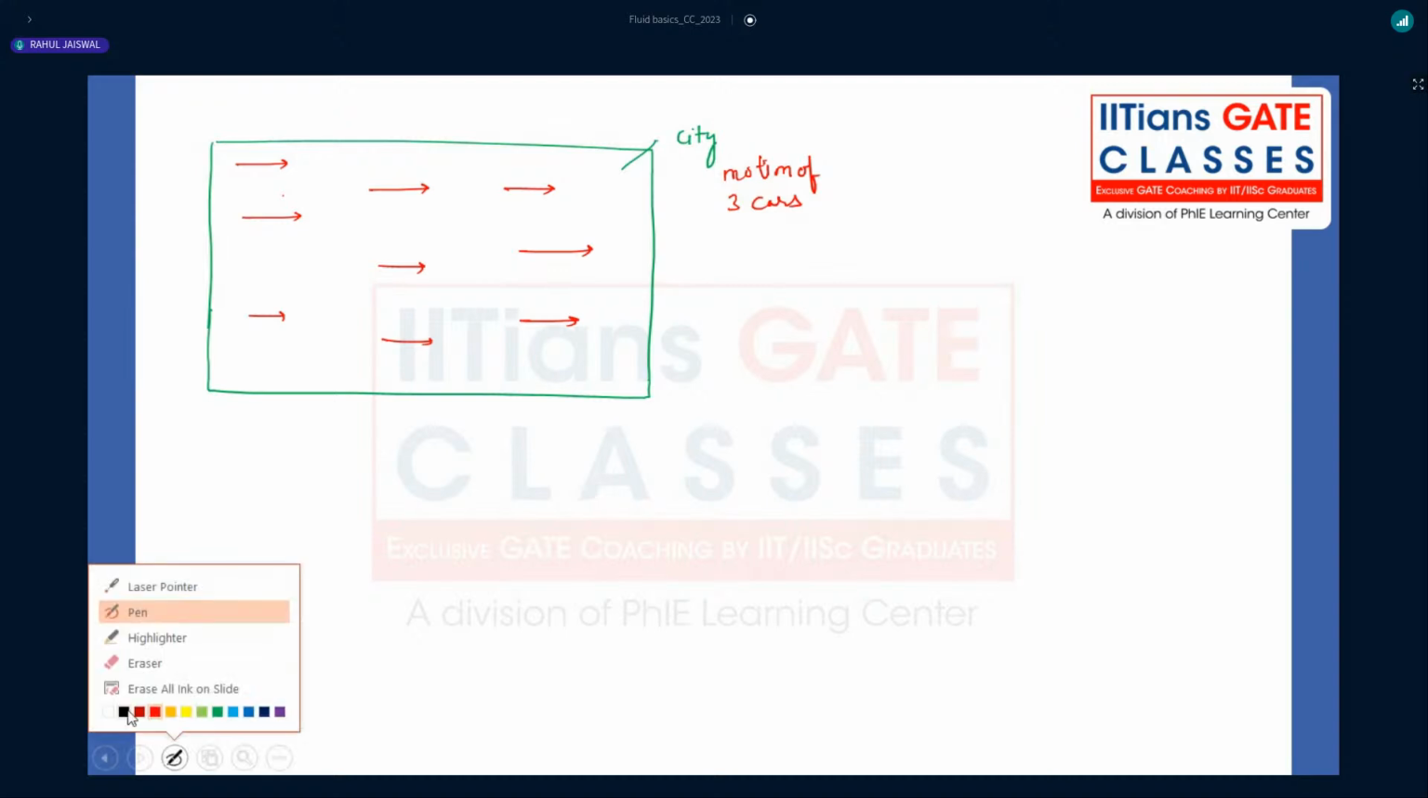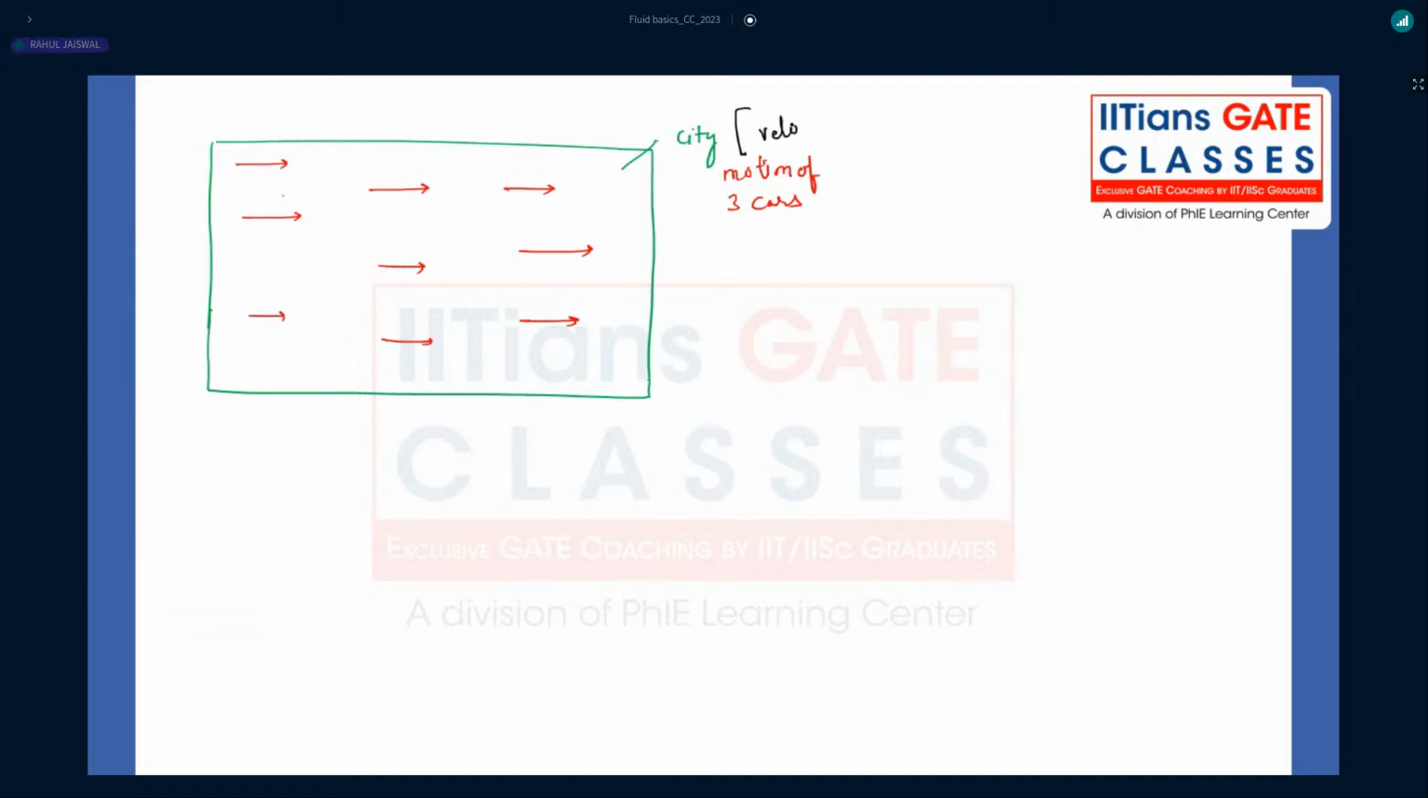So here, what are you understanding? This particular city is just like a velocity field, right? Now you are focusing your attention. Suppose you have 3 cars, car A, car B, and car C. Individually, you are sitting in a car. 3 cars are there, 3 persons are there.